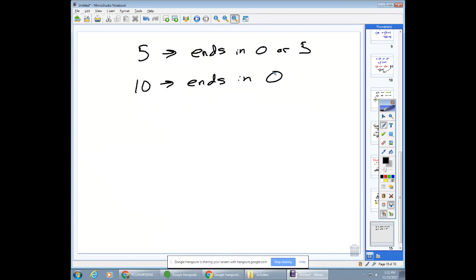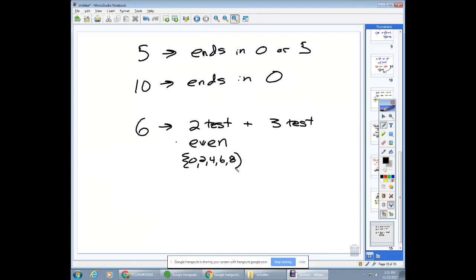Another cool one, we can make a rule for 6 because 6 is 2 times 3. So we just test for 2 and we do the test for 3. If it passes both tests, it's got to be divisible by 6 also. So that would mean we want it to be even. Even, again, means ends in a 0, 2, 4, 6, or 8. And we would want the sum of the digits to be a multiple of 3.